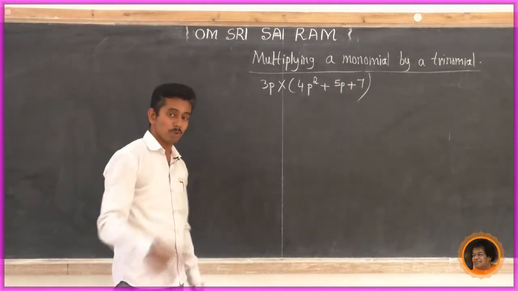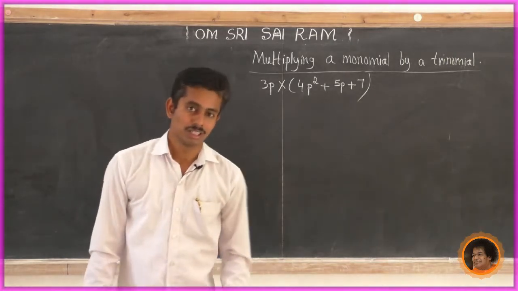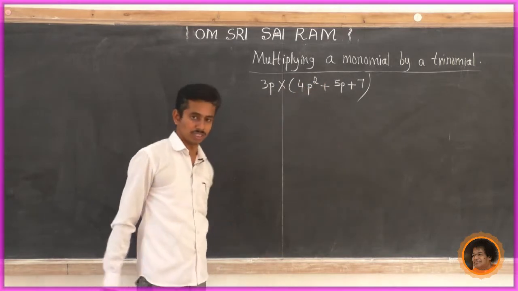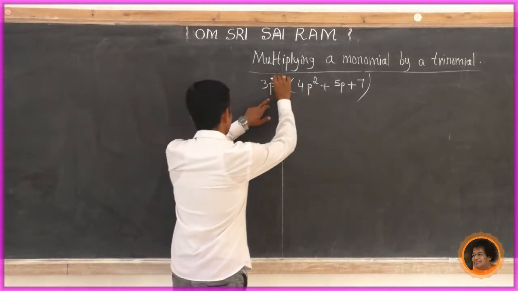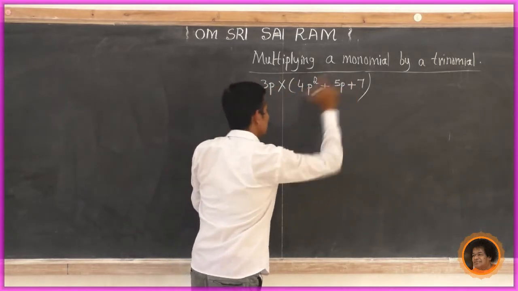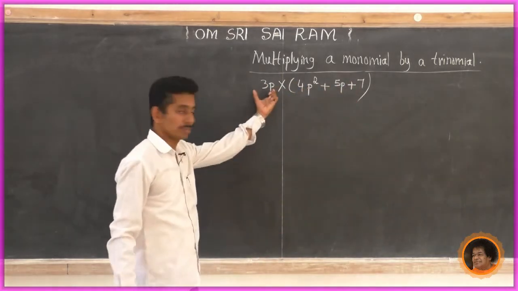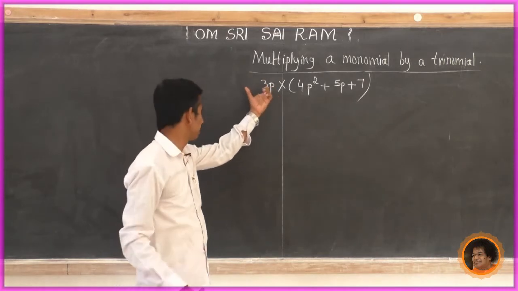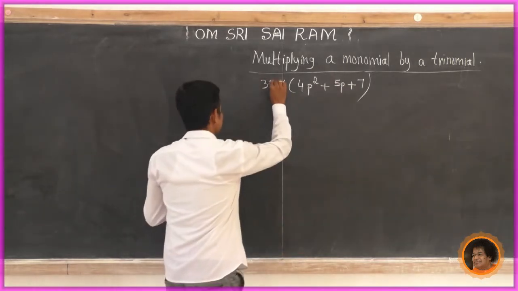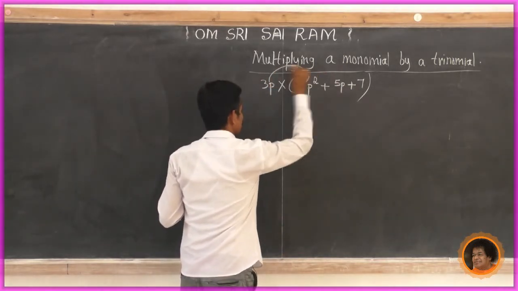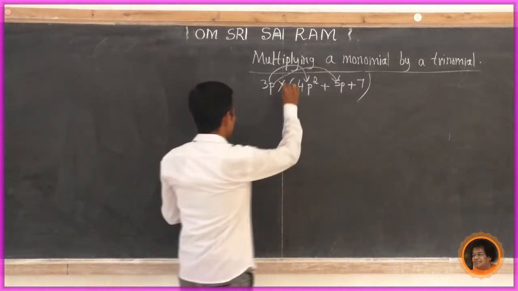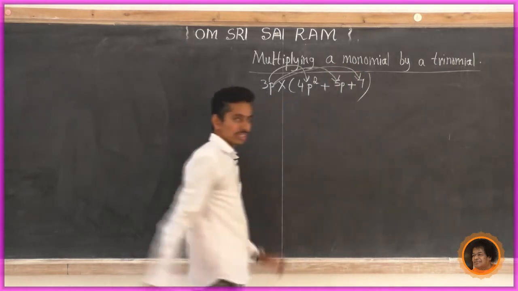Now, multiplying a monomial by a trinomial. What is the procedure? It's a very simple one. Just look at this. This is a monomial, a single term. Multiply this monomial into every term present in the trinomial. That is, 3p into 4p squared, then 3p is multiplied to 5p, then 3p is multiplied to 7.